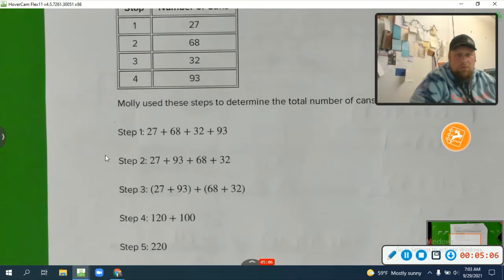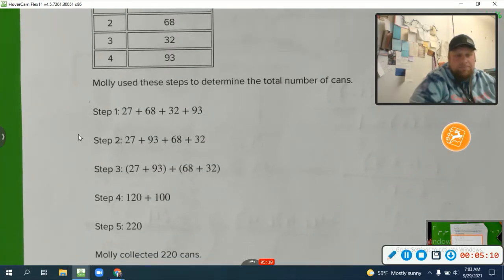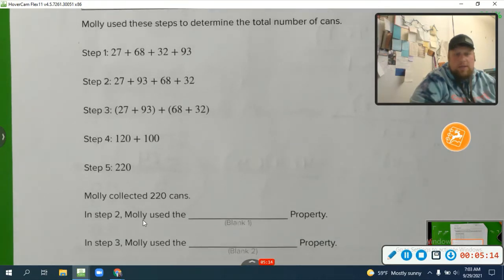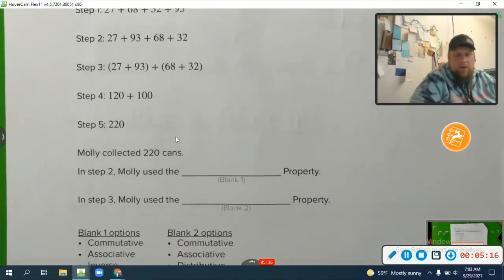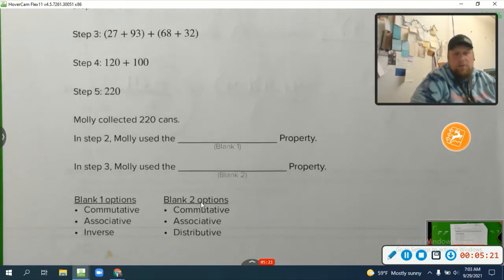Oh, I didn't mean to do that. Whoa. I'm getting used to those two-finger button presses. So what are we learning right here? It says Molly collected 220 cans. In step 2, Molly used the blank property. And if you look down here, blank 1 has commutative, associative, and inverse. Blank 2 will have the commutative, associative, and distributive.